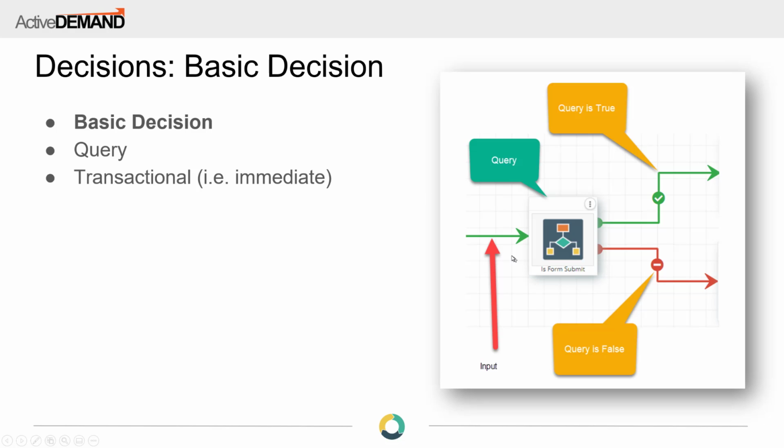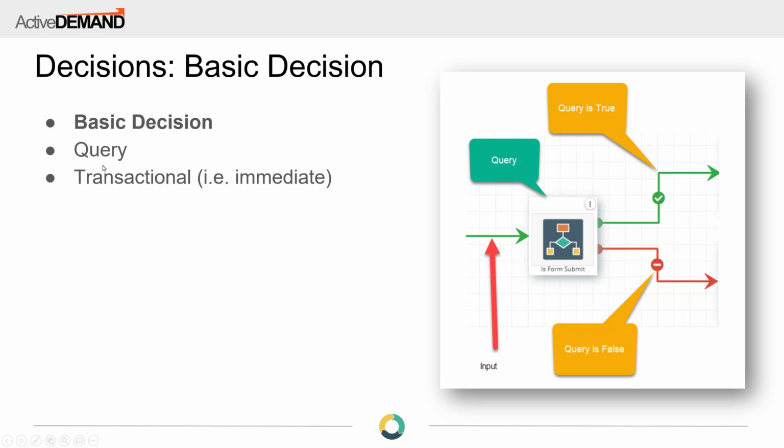But the basic decision is, again, there's an input wire, and there's a query that you build. If the query is true for that specific contact at this time, when they hit this decision, this is the path that is followed. If at this specific time that the prospect hits this workflow element the query is false, this is the path that the contact will follow.